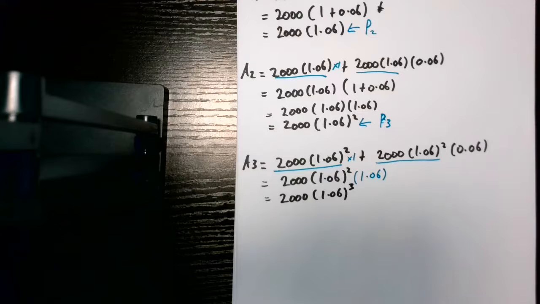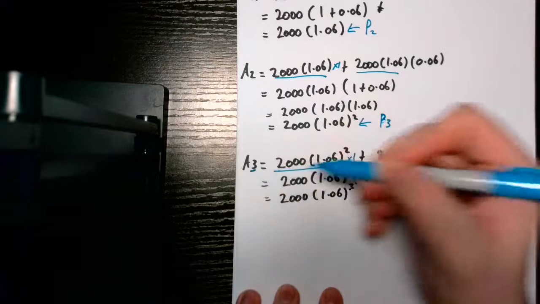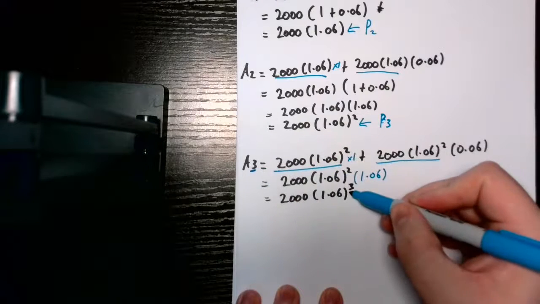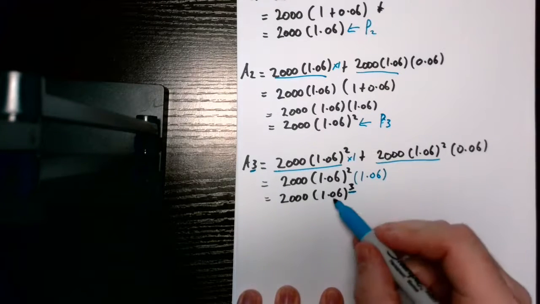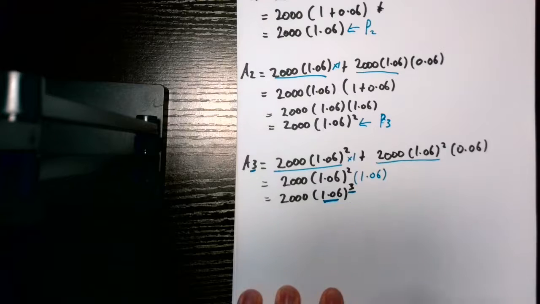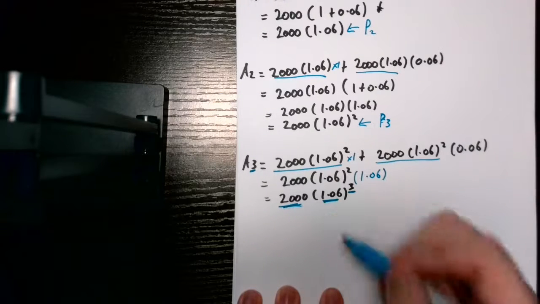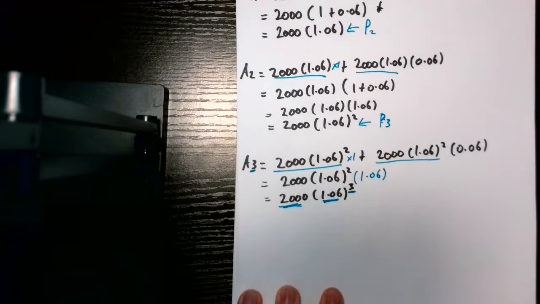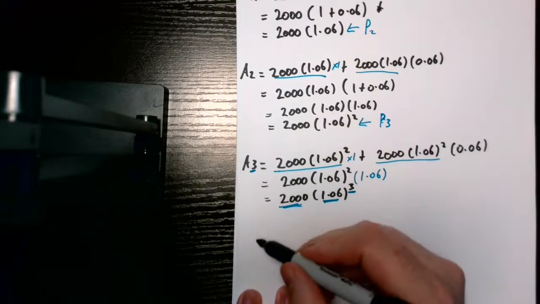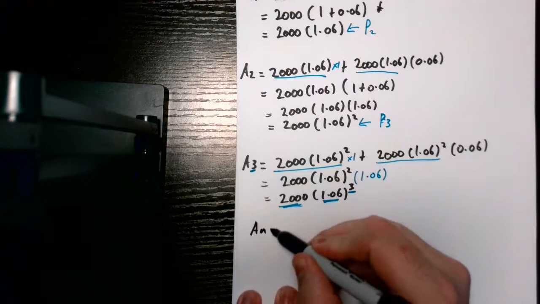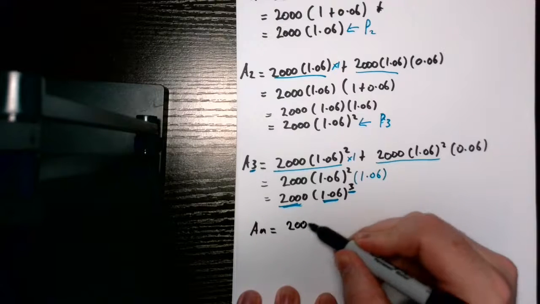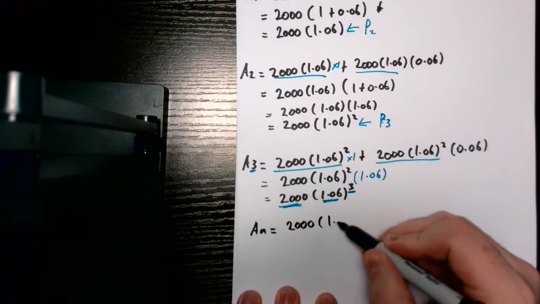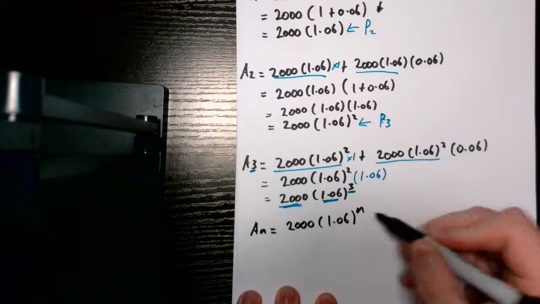Now, you're probably starting to already recognize a pattern here. We could make a prediction. You'll notice here that whatever number occurs here also occurs in the power. What is in the brackets isn't actually changing, and neither is the number out the front. So for us to find a formula for the amount at the end of n years, we could make the prediction that A_n is equal to 2,000 outside of 1.06, all to the power of n.